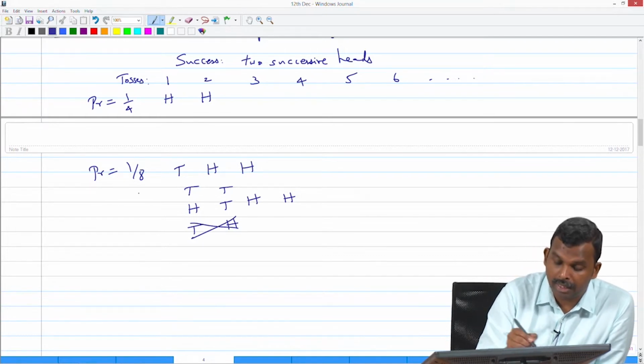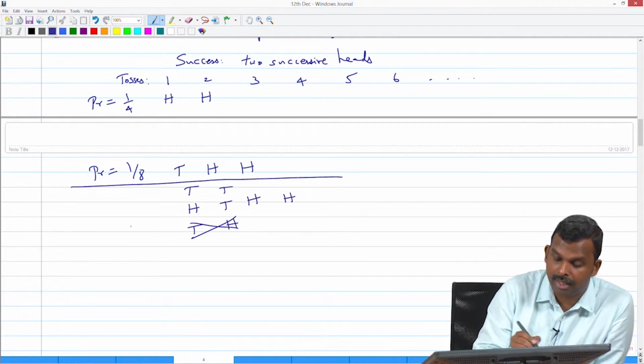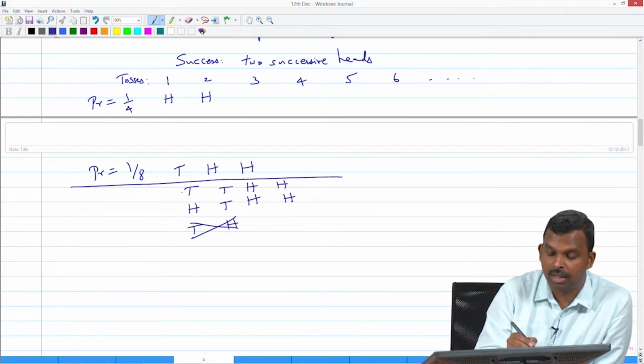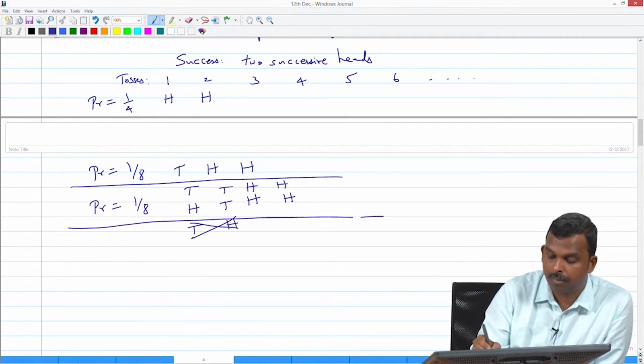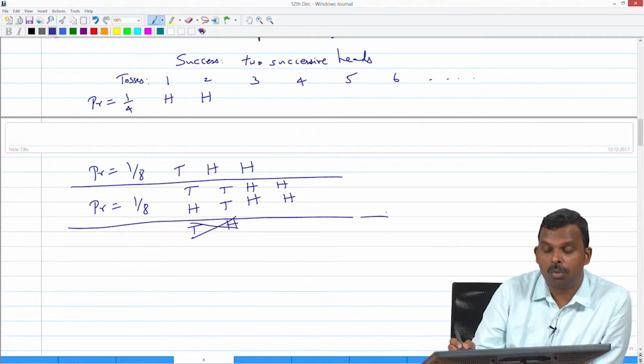So, for the probability of these things happening, let me draw a line here to indicate that this is ended. It could be TTHH or HTHH. So, that is 1 by 16 plus 1 by 16. So, that probability is 1 by 8. So, by the fourth toss you already have half the probability.